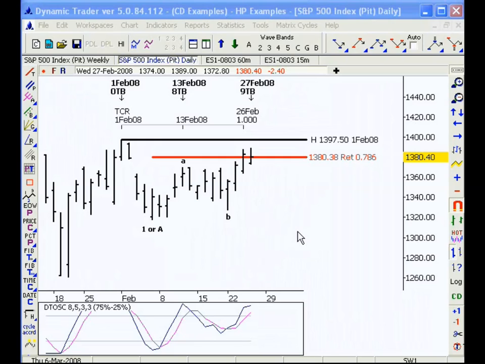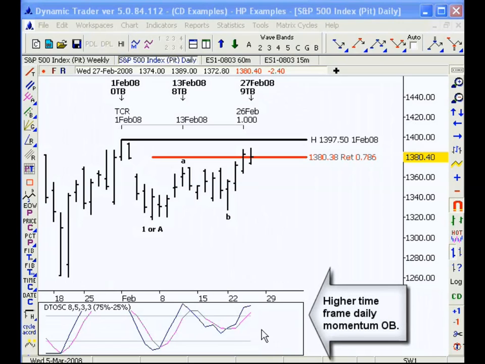And as of the last bar on the chart, we can see that the daily momentum is overbought. Now, in our dual time frame momentum strategies, if the daily higher time frame momentum is either overbought or bearish, we only consider short trades.